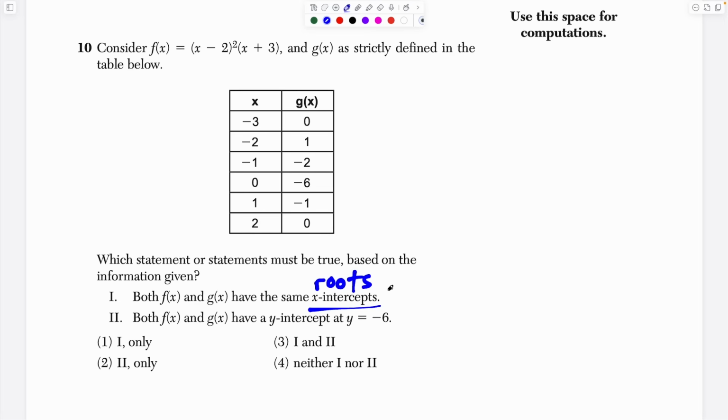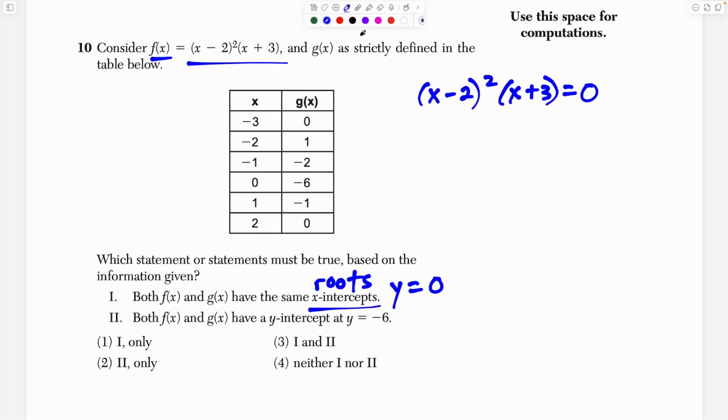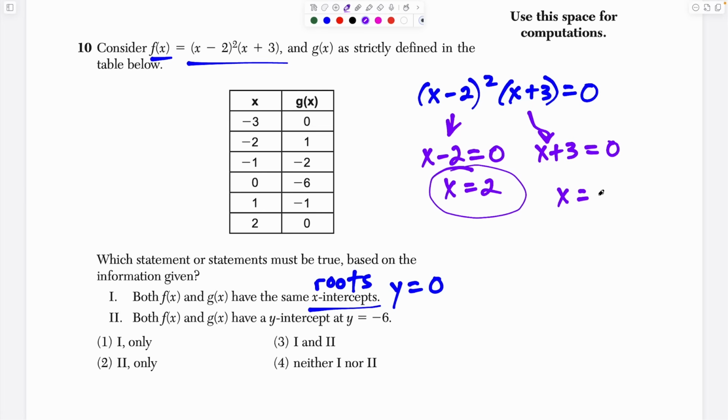And when you have roots or x-intercepts, that's when y is equal to 0. So if we look at f of x first, I'm going to set f of x, the (x minus 2) squared times (x plus 3), equal to 0. And for this, when you have your function in factored form, the roots you could find by just taking the opposite of the inside. So in a case like this, I could just think of x minus 2 equals 0 would be true when x equals 2. And you see how 2 is the opposite of minus 2. So the first function here would have an x-intercept at 2, and it would have another x-intercept when x plus 3 is equal to 0, which would be when x is negative 3. Okay, so the x-intercepts are 2 and negative 3.